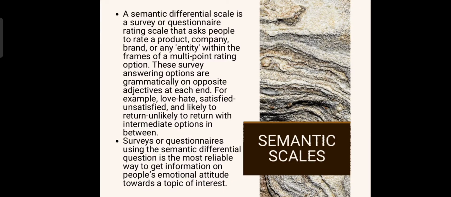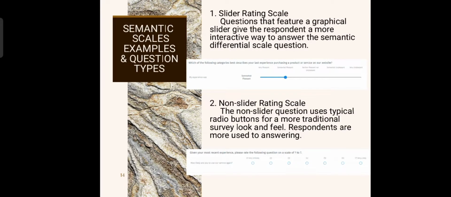This one is the semantic scale. So, I will just discuss. You can read that on the screen. So the semantic scales. If conjoint analysis focuses on the features, functions, and benefits of the product and services, semantic scales, on the other hand, focus on people's or customers' emotional attitude towards a product or service. Here are the semantic scales examples and question types.